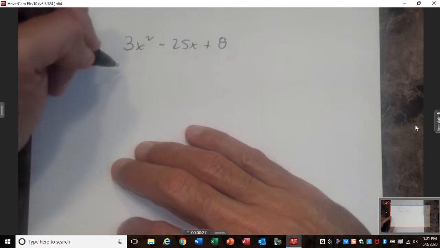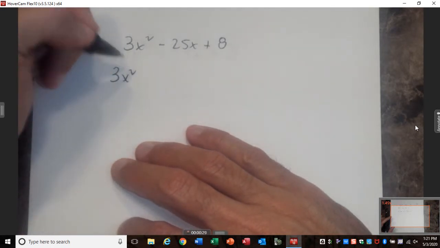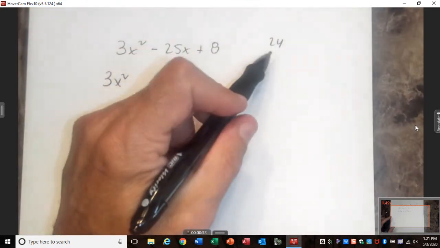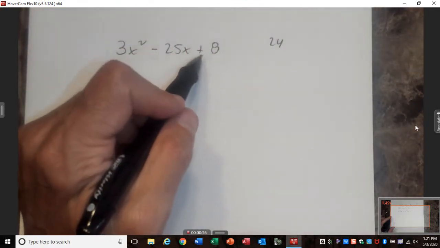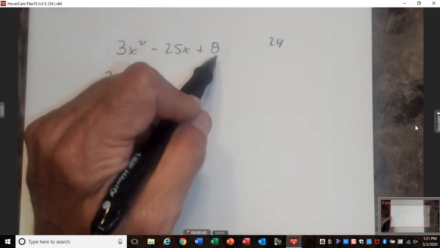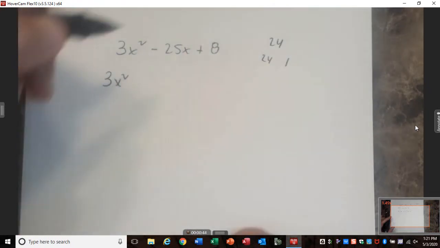Okay. We're going to take 3x squared, drop it down. 3 times 8 is 24. That's our magic number. We want factors of 24 that add up to, last term is positive, that add up to 25. Don't worry about the negative sign here. Factors of 24 that add to 25 are 24 and 1.